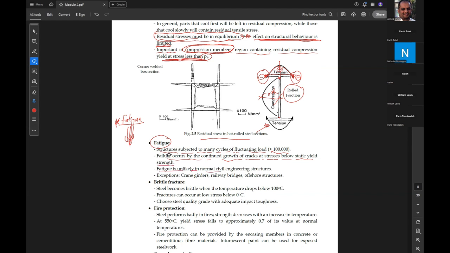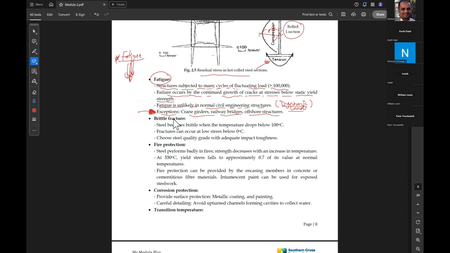Fatigue is unlikely in normal civil engineering structures, but it mainly occurs in structures subjected to dynamic loads. So if the structure is under dynamic loads, it will be subjected to fatigue. Some exceptions are crane girders, railway bridges, and offshore structures. These are the structures where we may need to consider fatigue because, for example, on a railway bridge the trains keep passing on the track, and this causes fatigue in the structural members or the rails.